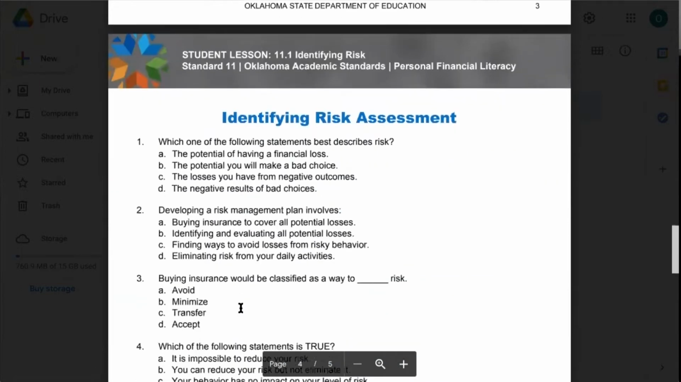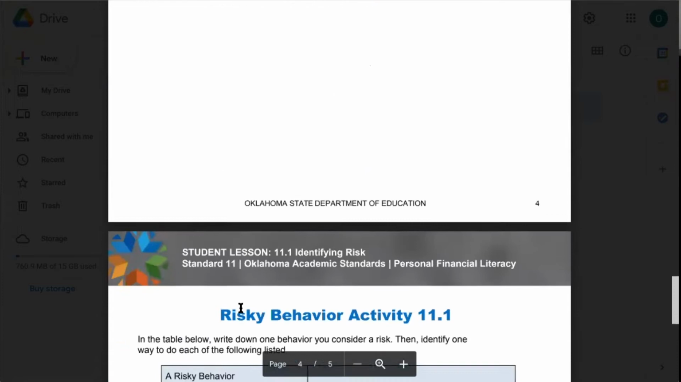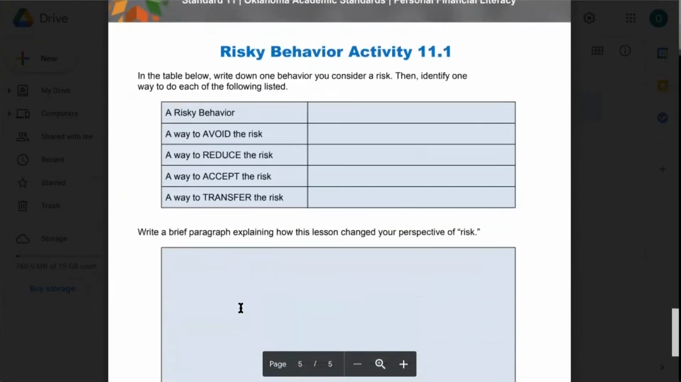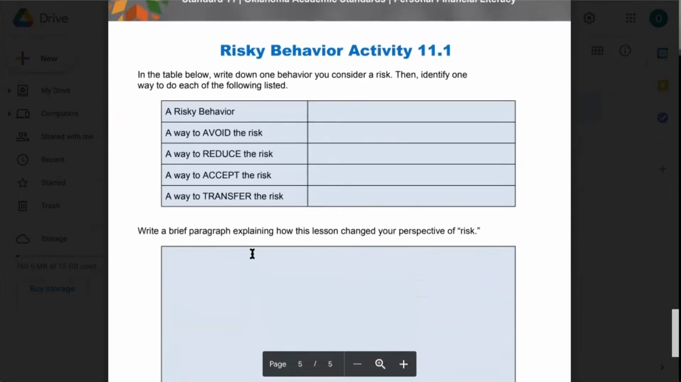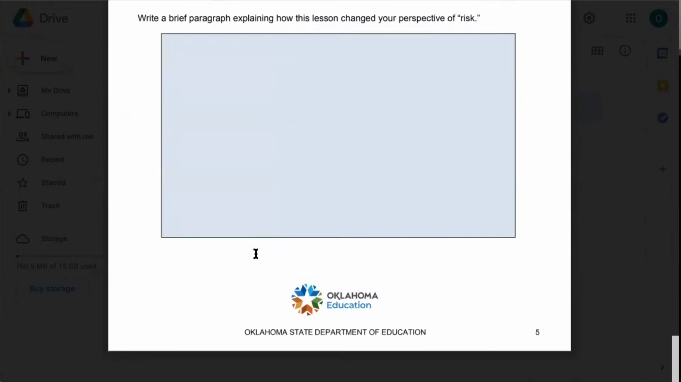So it goes into just a general assessment. Again, this is just a real easy assessment, as with the end of all of our lessons. Obviously, there are many different ways that you can identify student learning and different options for assessing student learning. Then it goes into an activity, Risky Behavior Activity 11.1, asking students to identify a risky behavior and then a way to avoid it, reduce it, accept it, and then to transfer the risk of the risky behavior. So that is the first lesson.